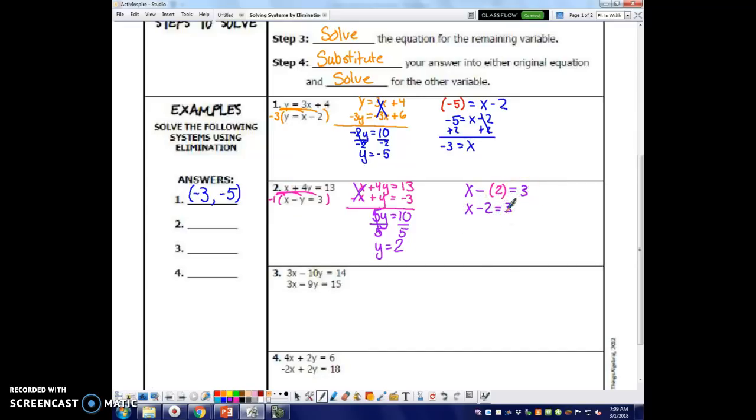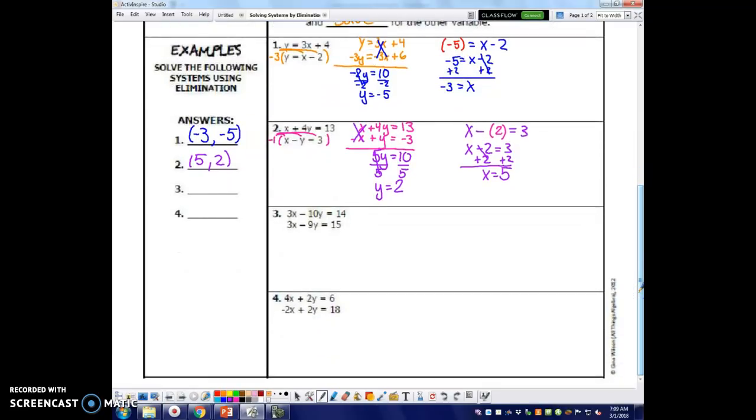We need x by itself, so we add 2. X equals, what's 3 plus 2? 5. Remember, you always write the x first, so we have 5, 2. All right, let's look at the next one.